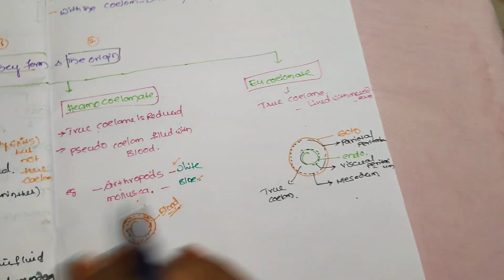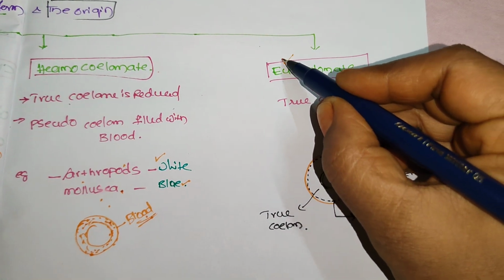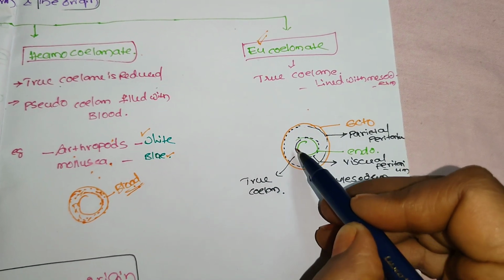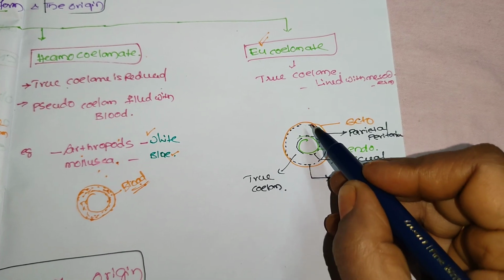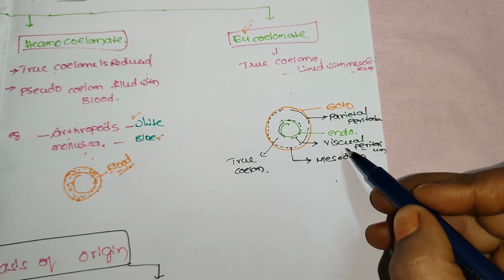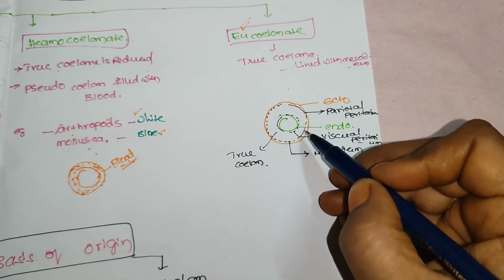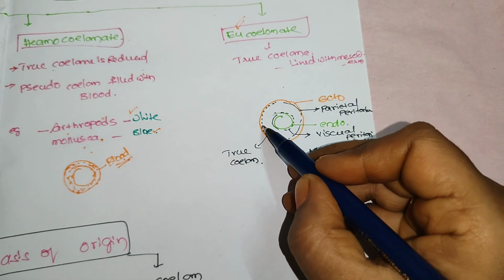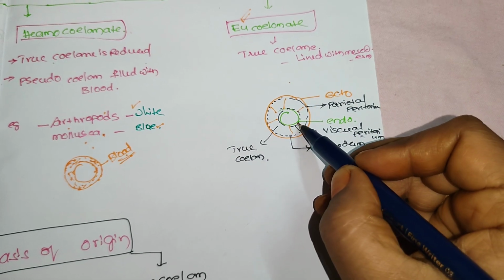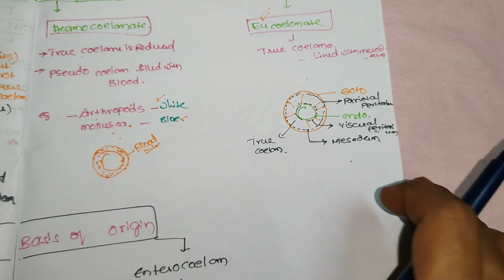Then comes eucoelomate. Here Eu means present or true. A true coelome, where the mesoderm is lined and covered to the ecto and endo. As we studied, parietal peritoneum is present and visceral peritoneum is present. Parietal is covered with ecto, visceral is covered with endo. This space is called coelome. It has coelomic fluid and internally it has organs. So that is a true coelome.